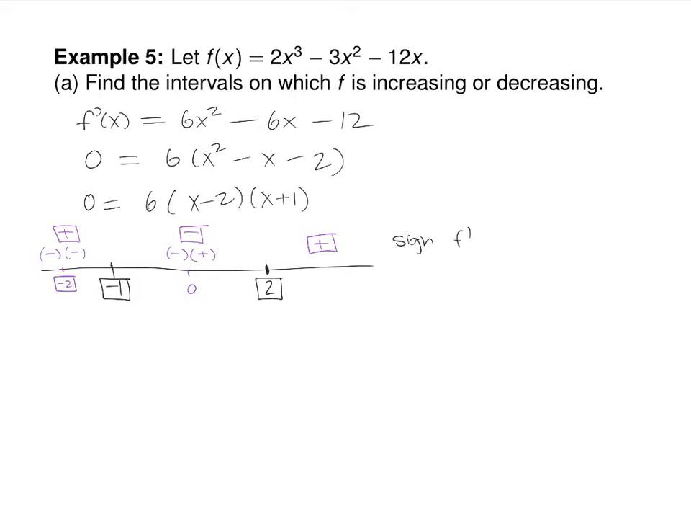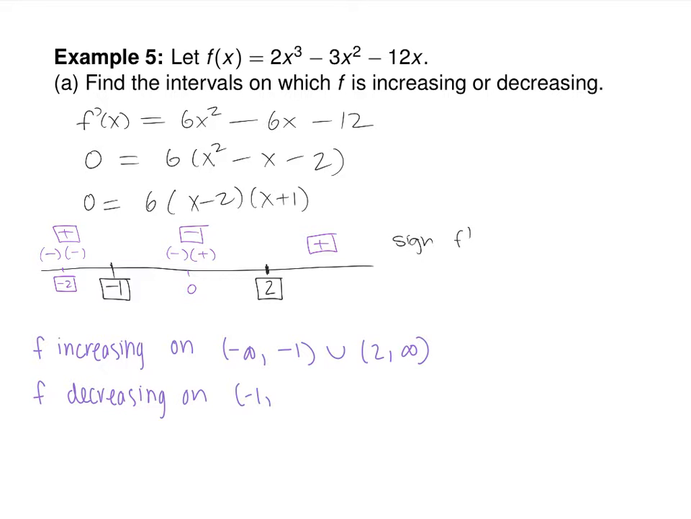Okay. Roll to the end. So where is f increasing? f is increasing on negative infinity to negative 1, and one more place, 2 to infinity, and f is decreasing between. So it'll do something like where it goes up, goes down, and then goes up again, right?